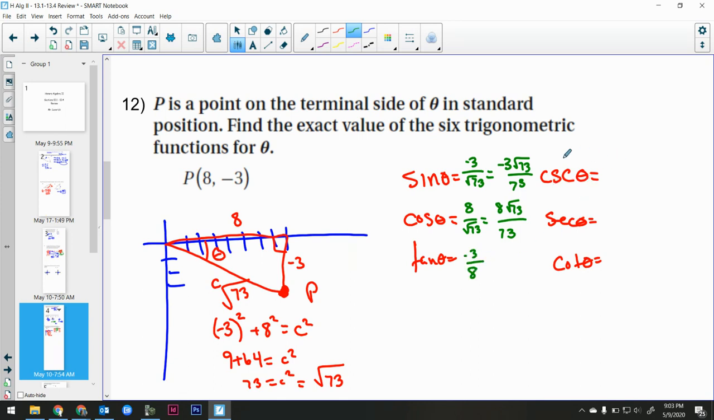Now, when I go to flip it for my cosecant, I'm going to go back here and flip it. So this is going to be radical 73 over negative 3. This is going to be radical 73 over 8. And this is going to be 8 over negative 3.